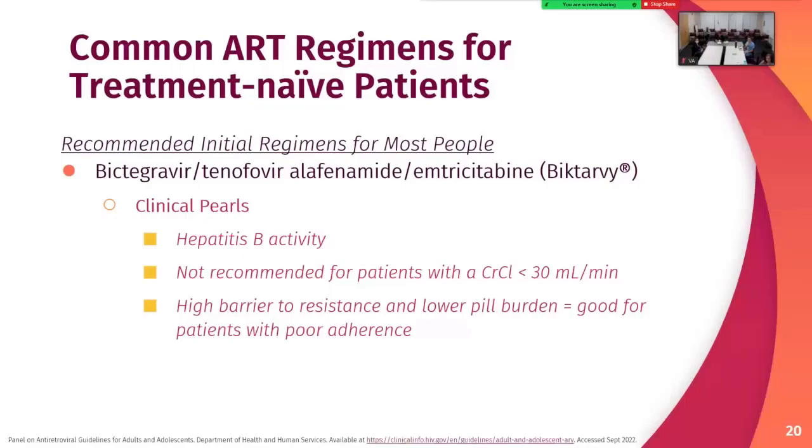So moving first into our bictegravir, tenofovir alafenamide, and emtricitabine, which is our Biktarvy. Some clinical pearls with this regimen is that it does have hepatitis B activity, particularly with our tenofovir alafenamide and emtricitabine. And we'll talk about this special population in patients that have hepatitis B and HIV co-infection a little bit later, but I just wanted to point out that this does have hepatitis B activity. It is not recommended for patients with a creatinine clearance of less than 30, and it does have a very high barrier to resistance, which is why we use it for our rapid start patients. And it's just one single tablet with 3 medications in that tablet, so the patient only has to take it once daily in 1 tablet, so it helps with patient adherence.